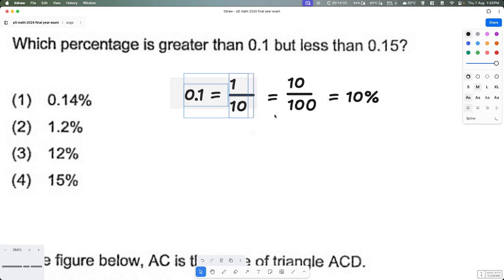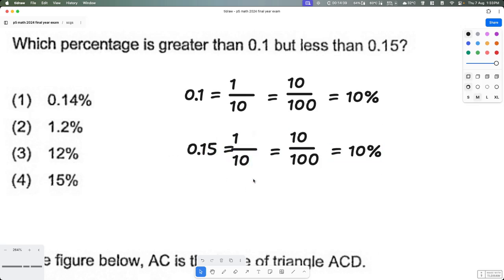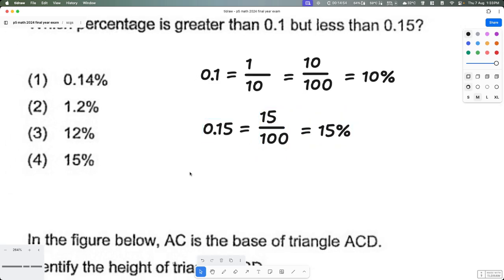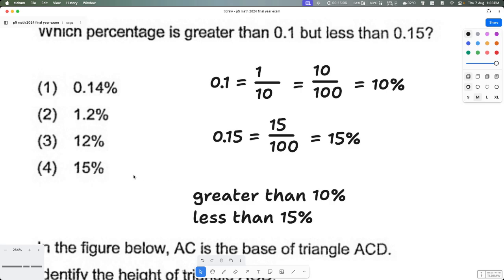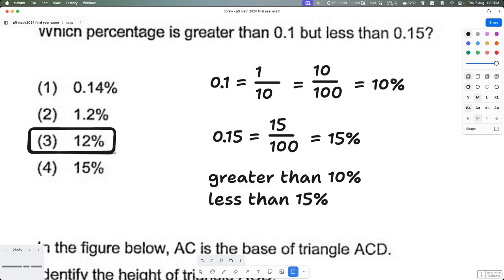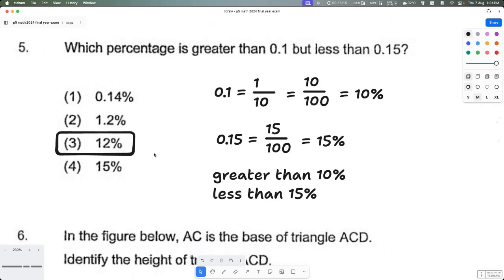So what about 0.15? Okay, so it's the same thing, right? But this time there's no 1 out of 10 because it is just straight away 15 out of 100. That means this is 15%. Okay, so what percentage is greater than 10%, but less than 15%? So in this case, the answer is 12% over here. So for question number 5, it is option number 3. Okay, let's move on to the next question.